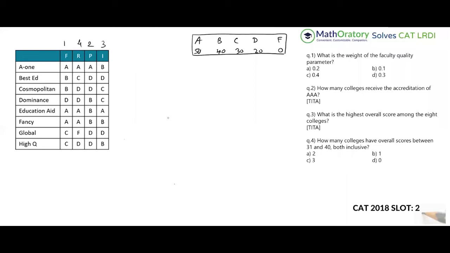So let us get into the questions. Question 1 is about the weight. So weight of the faculty quality parameter. Faculty quality parameter is 0.1. This is 1 here. So remember that it will be 0.1. So option B is the answer.